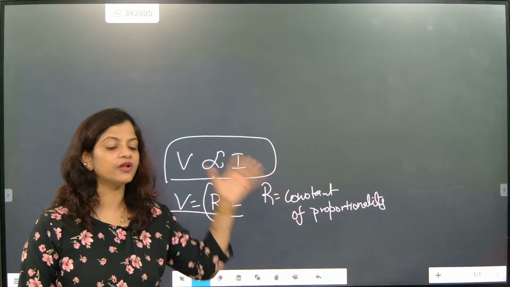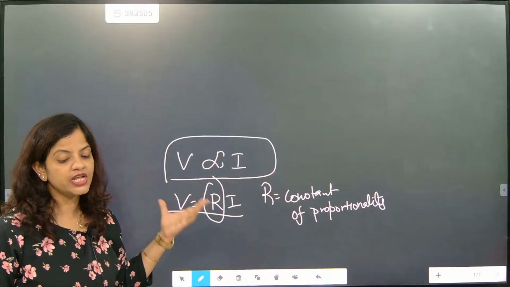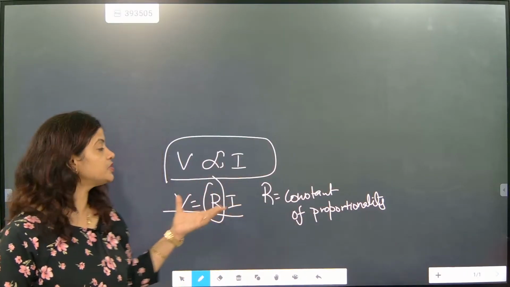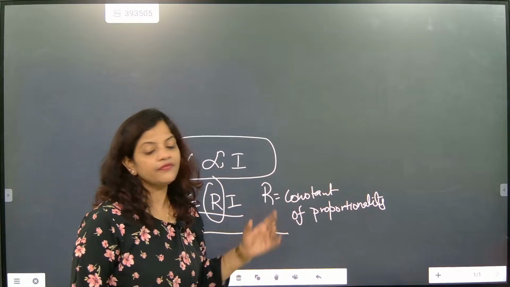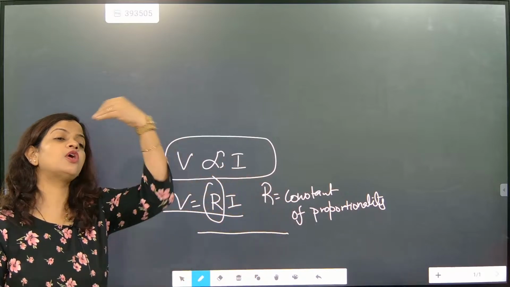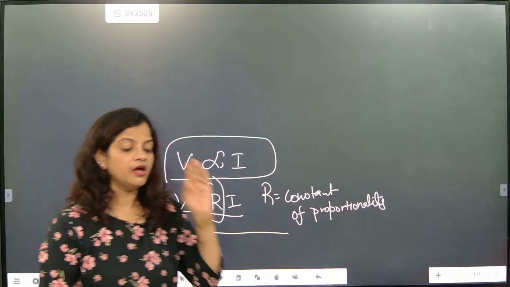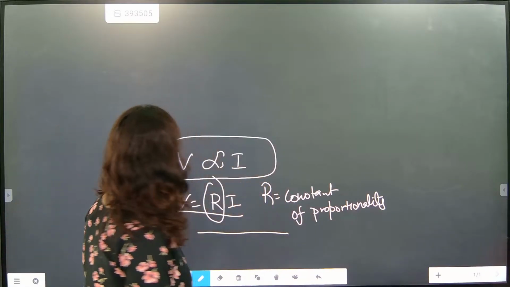Absolutely correct, everyone. When what is added, beta? Constant of proportionality. When we add the constant of proportionality, then only the equation will become equal. Otherwise it will always be proportional. So what is the work of R? Now we have to understand what is the work of R.